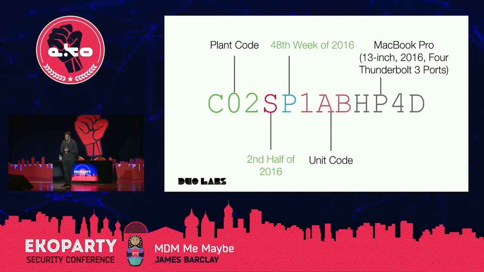So knowing that, we can break apart the serial number I showed earlier. We have the plant code. We can see that it was manufactured during the second half of 2016, the 48th week of 2016. We see this unique unit code, and then the model associated with that ID, which is for the MacBook Pro 13-inch 2016 with Thunderbolt 3 ports. And yes, that's the real product name.